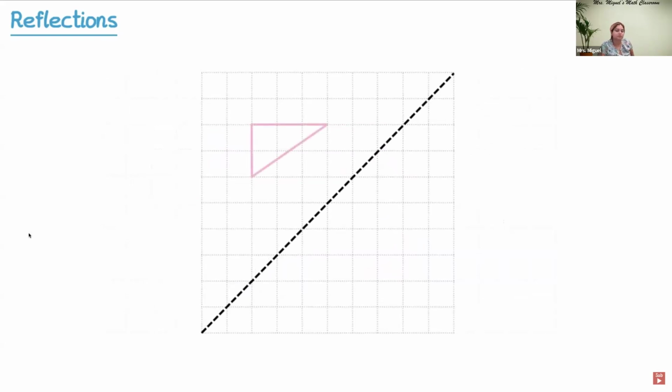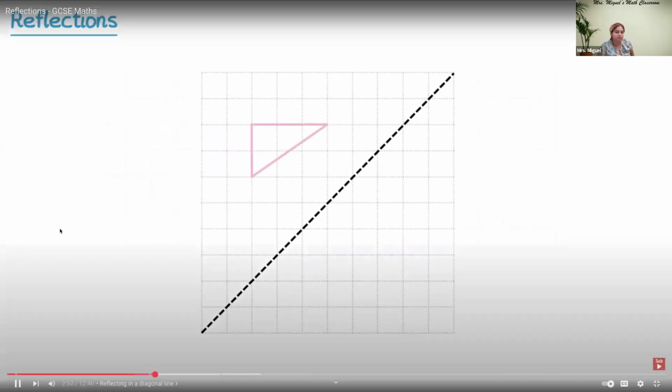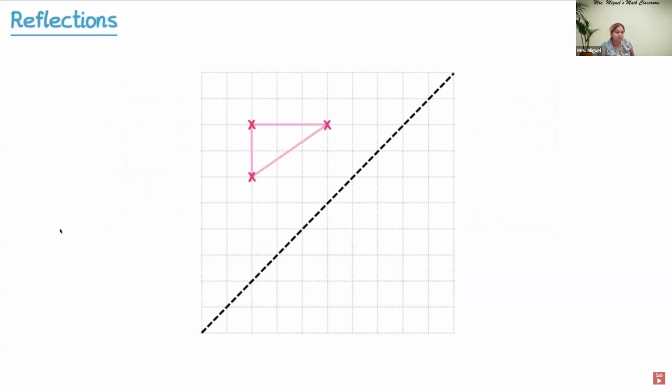Let's reflect this triangle in this diagonal mirror line. We will still do this one corner at a time, but there is a slight difference in the method. Let's start with the point in the top right corner. If we go horizontally, this one's 1, 2, 3 squares to the line. But we don't continue 3 squares in this direction. Instead, we imagine that when we hit the line, we take a 90-degree turn and go 3 squares down instead. So we'll need to go 1, 2, 3.